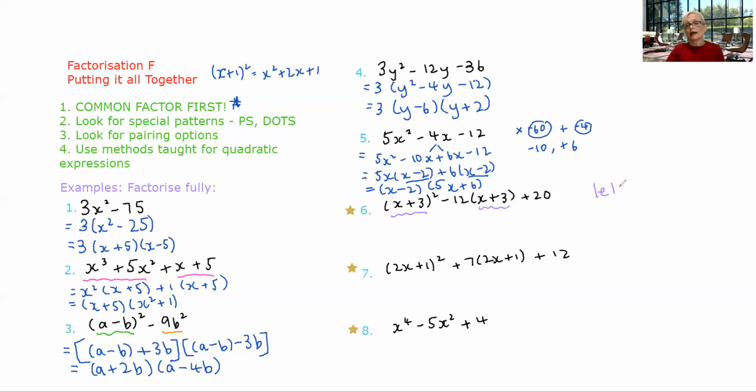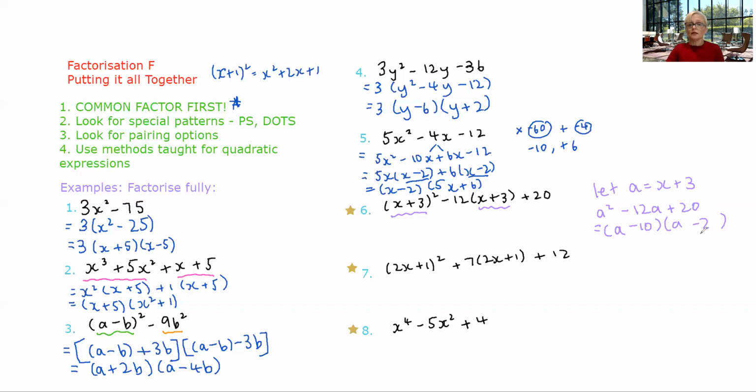If we let a be x plus 3, then really what we've got is a squared minus 12a plus 20. We do have a quadratic expression. How would I factorise that? Well, I'd go straight to my brackets. a minus 10, a minus 2 would work. They need to multiply to give positive 20 and add to give negative 12.